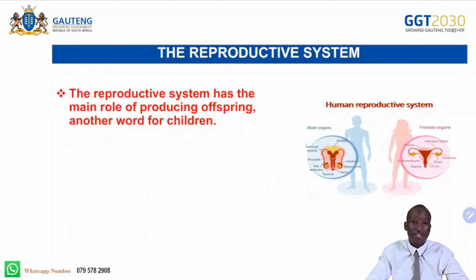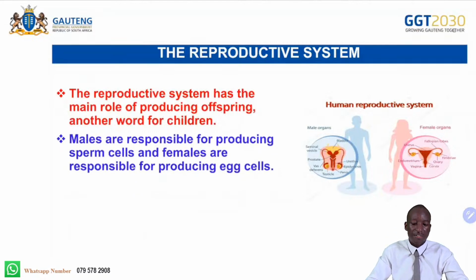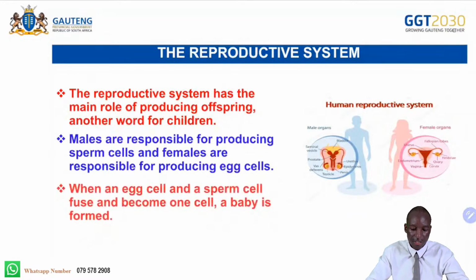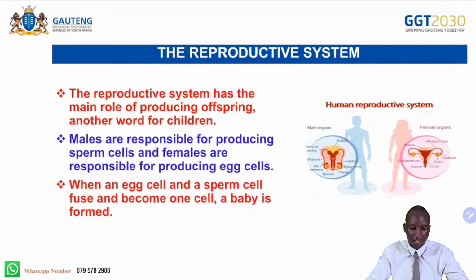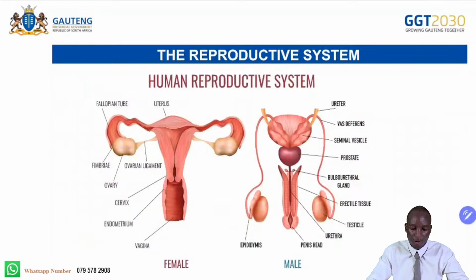Then in that case a new baby is born, and the life is being continued. Males are responsible for producing sperm cells and females are responsible for producing egg cells. When an egg cell and a sperm cell fuse, they become one cell and a baby is formed. So that's all that we need to know about the reproductive system.